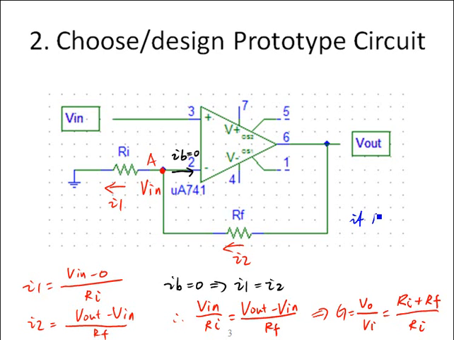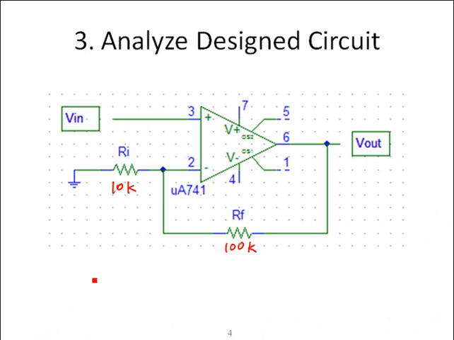As for the circuit design, we could use a 10K for the input resistance and 100K for the feedback resistance. This should give us a theoretical circuit gain of 11. Let's see how it works.